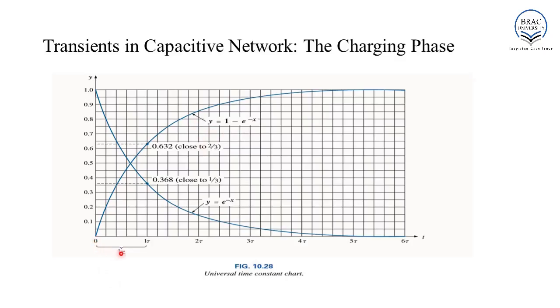Within the first time constant, that is 1 tau, the rise curve will reach a value of 0.632, that is about 2/3 of the actual value, and the fall curve will decay to 0.368 or about 1/3 of its maximum value. In order to reach the maximum value, the rise curve usually takes 5 tau, and to reach the minimum value, the fall curve usually takes 5 tau.